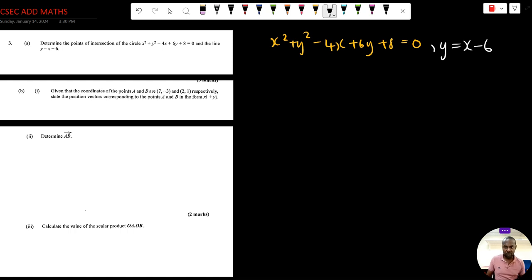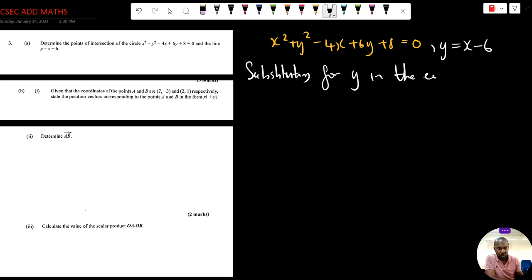So what is required of us for this part of the question? Essentially, we're required to solve these equations simultaneously. In the second equation, we have a straight line, and we have y already expressed in terms of x. So we can use the method of substitution to substitute for y in the first, that is the equation of the circle. So we're going to substitute for y in the equation of the circle.